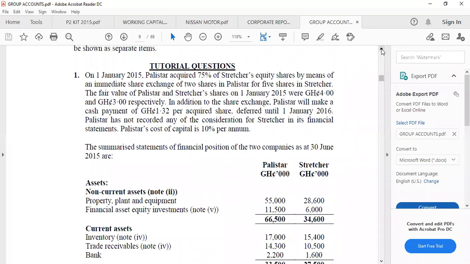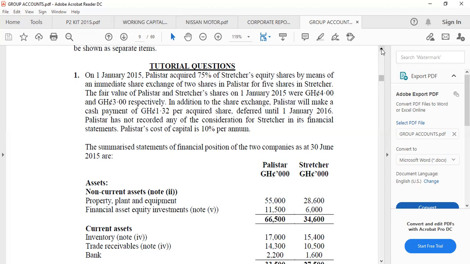When was the acquisition done? It was done on the 1st January 2015. And when are they paying this particular money? 1st January 2016. 1 year after. So this particular money that they are going to pay a year after is called what? Deferred consideration.